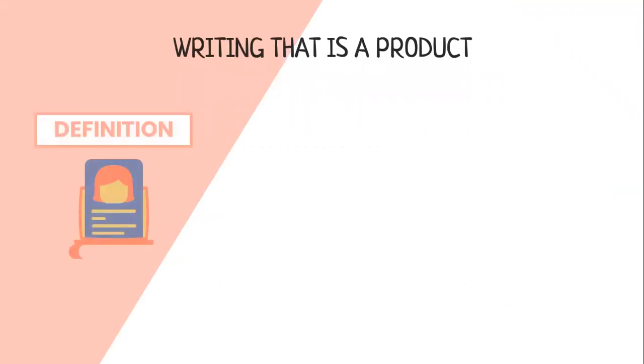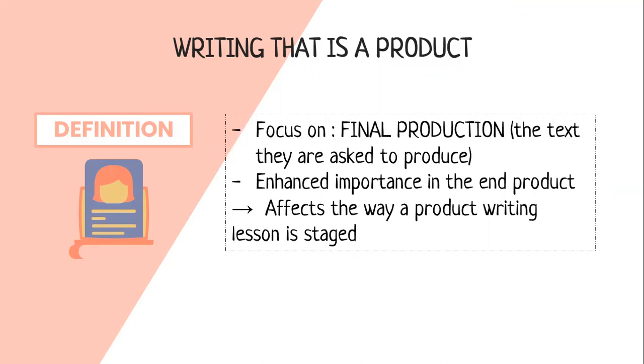About writing that's a product. The definition. Product writing is an approach to teaching writing that focuses on student final production, that is, the text they are asked to produce. There is enhanced importance in the end product, and this affects the way a product writing lesson is staged.